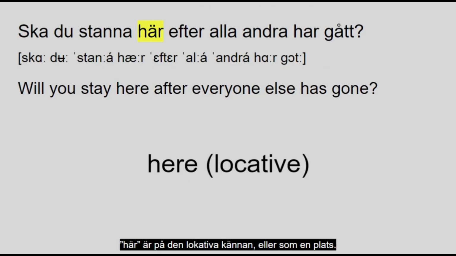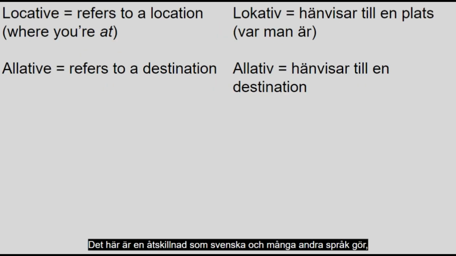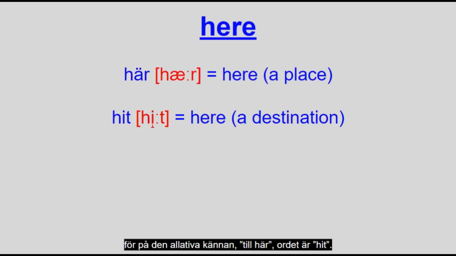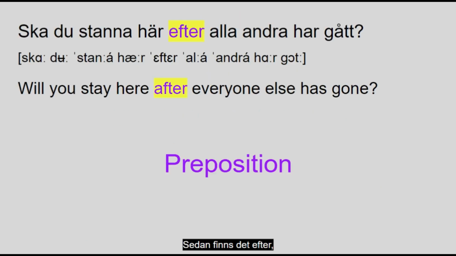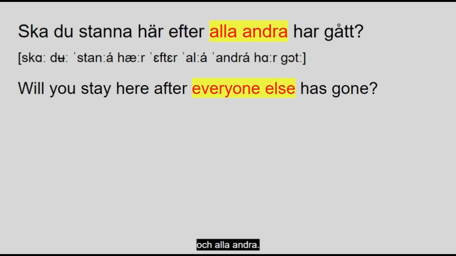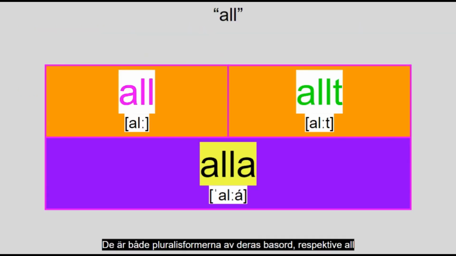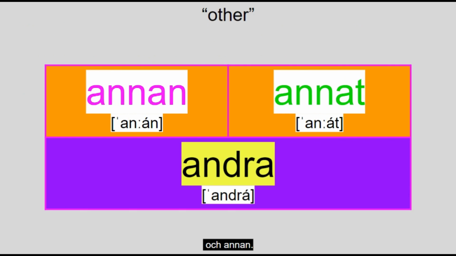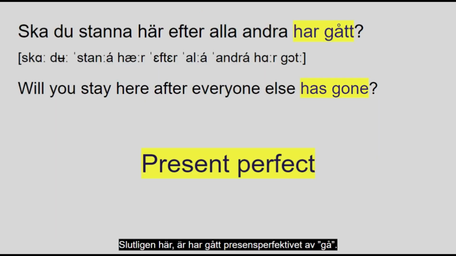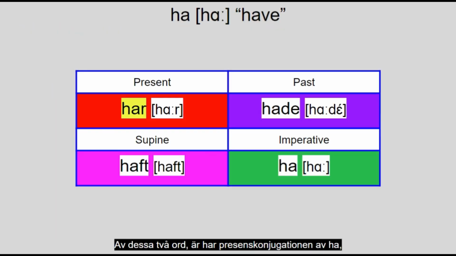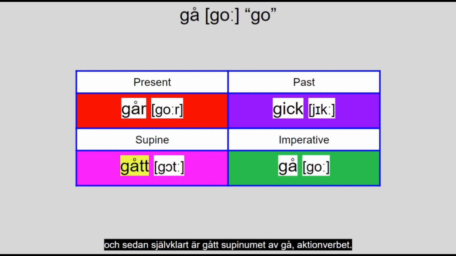Next, här means here in the locative sense or as a location. This is a distinction Swedish and many other languages make, as in the allative sense, to here, the word is hit. Then efter just means after, and alla andra means everyone else. They're both the plural forms of their base words, those being all and annan, respectively. Finally here, har gått is the present perfect form of gå, meaning go. Of those two words, har is the present tense conjugation of ha, meaning have, and then of course, gått is the supine of gå, the action verb.